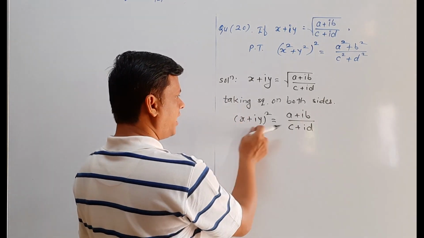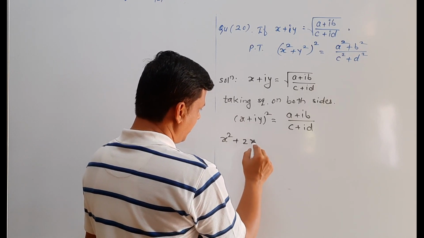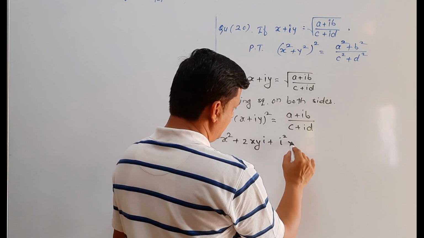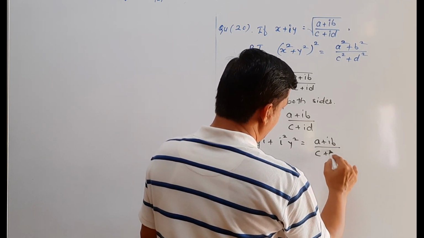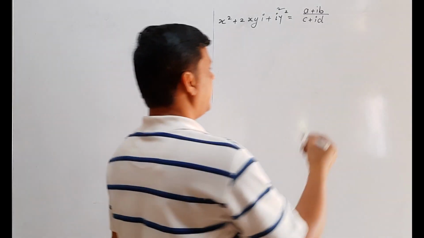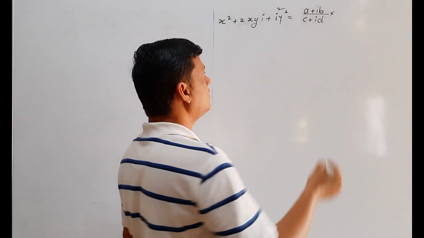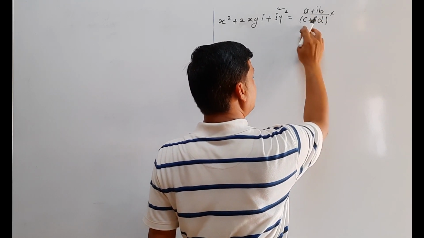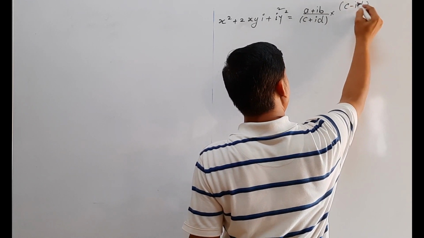So we write the square of the left hand side here. Apply the formula (a + b) whole square. So we write here x² + 2xyi + i²y² = (a + ib)/(c + id). Now, take the conjugate of RHS for solving the RHS. So a + ib we multiply and divide by the conjugate of c + id, which is c - id.